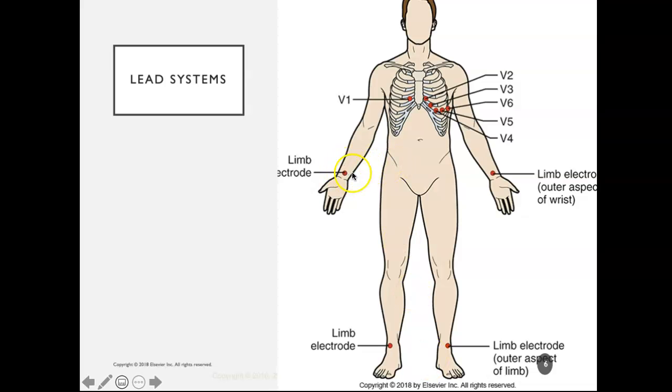So here you have your limb leads. There's one lead per limb, or per extremity. Occasionally you can bring these limb leads up on the thighs, or the limb leads up on the shoulders.